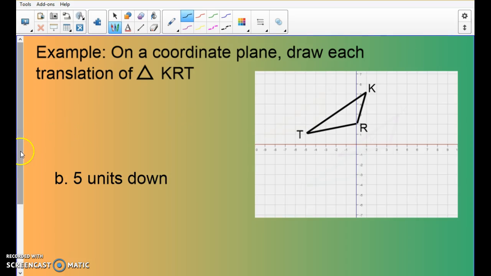This one says it wants to move it 5 units down. Alright, so 5 units down from T. So if it's at 1, it's going to go down to -4. So I should have T right there. Okay, 5 units down from 2 is going to be at -3. There's my R. And 5 units down from 5 is going to be at 0. So it's going to look like this now.